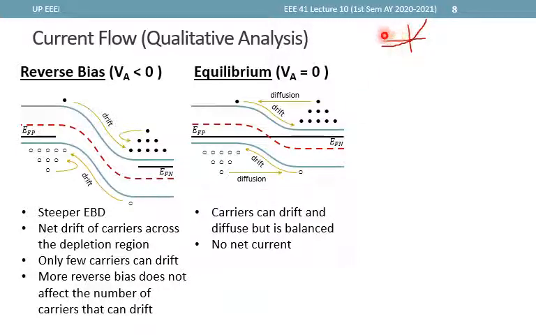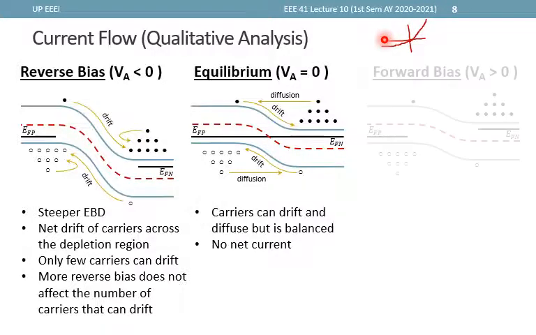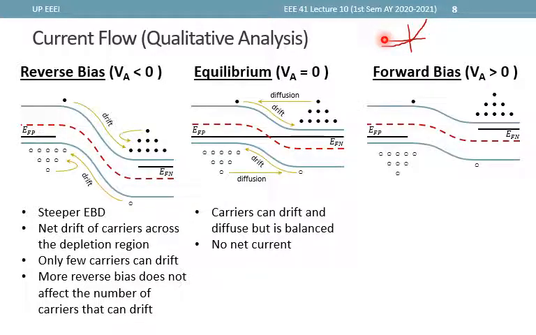So here. However, when we forward bias the diode, this time we apply a positive applied voltage, then the bending becomes less steep. And what happens? The minority carriers can still drift to the other side.